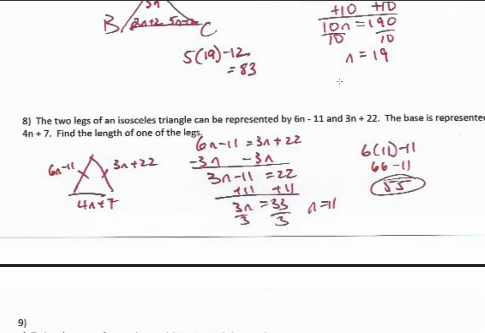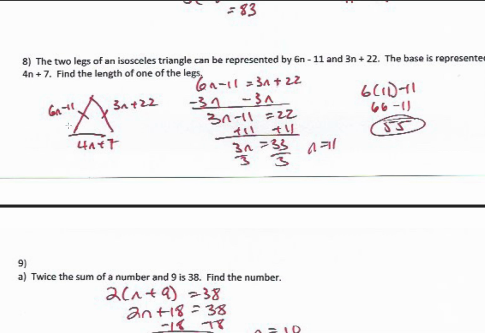Okay, now you have an isosceles triangle. Here's the two legs, 6n minus 11 and 3n plus 22. The base is 4n plus 7. Make them equal to each other because the legs of an isosceles triangle are equal, so therefore 6n minus 11. That's what these little marks mean, that they're equal, is going to equal 3n plus 22. Opposite side, opposite operation. Subtracting the 3n, I get 3n minus 11 is 22. Adding the 11, 3n is 33. Dividing by 3, n is 11.